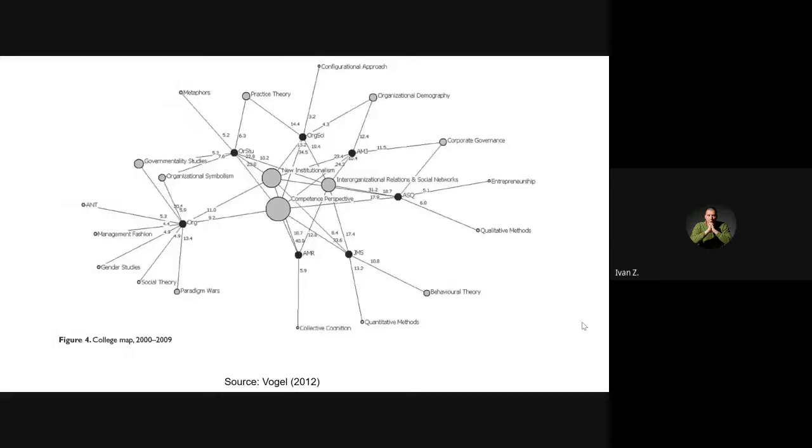Another example is the visualization of a two-mode network. Here the journals are connected to the perspectives, or theoretical perspectives in management research. So you have journals like AMR, Academy of Management Review, and JMS, Journal of Management Studies, and these are connected to theoretical perspectives like competencies, behavioral theory, institutionalism, and so on.